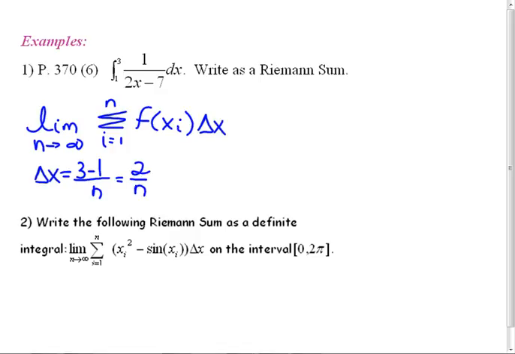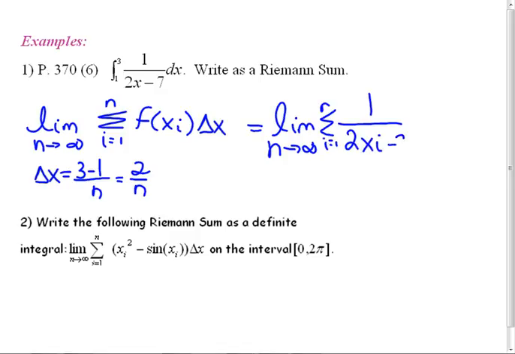Right? So this is going to give me, and I'm trying to think if they want anything fancier than this. It's 1 over, whoops, I forgot my summation, i equals 1 to n. 1 over 2 times x sub i minus 7 times delta x, and delta x is 2 over n. That's all they're asking you to do.